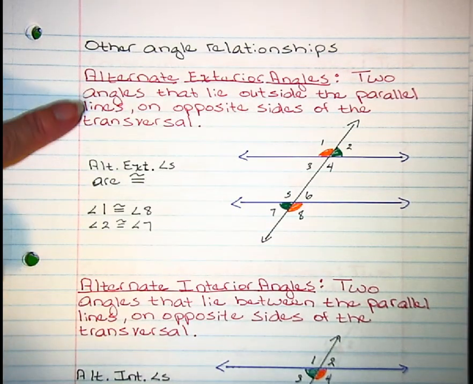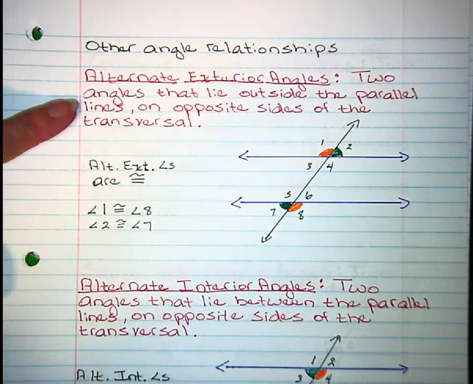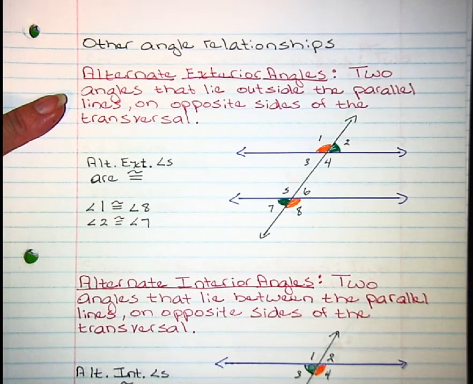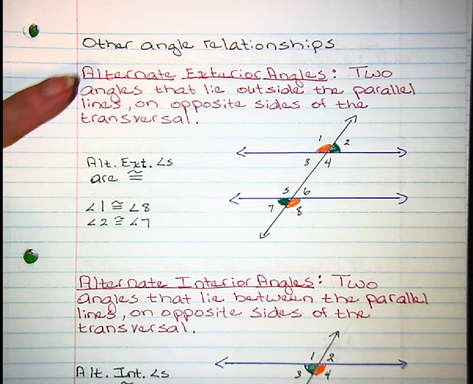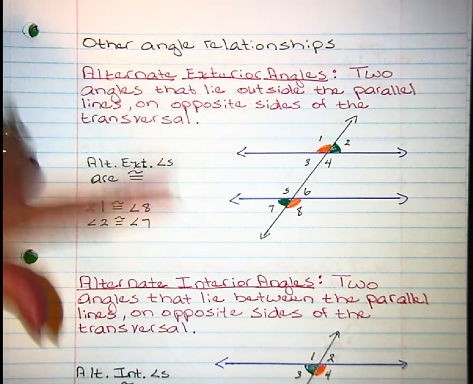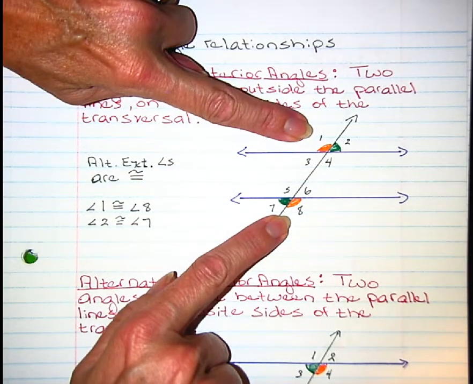All right, let's look at some other specific relationships that you're going to need to make sure that you understand. The first one we're going to talk about is alternate exterior angles. They're two angles that lie outside of the parallel lines and on opposite sides of the transversal. Alternate means alternating, one on one side of the transversal, one on the other side. Exterior just means that they lie outside of my parallel lines.